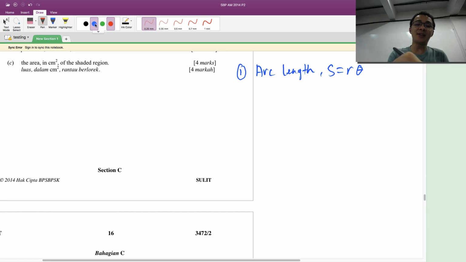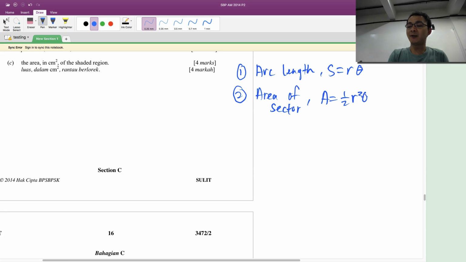And you have the second formula, which is the area of a sector, what I said just now: A equals half r square theta. For both of these formulas, something you need to pay attention to is that the angle must be in radians. If the angle is in degrees, say you put 72 degrees over here, you will get the whole formula wrong. The angle must be in radians.